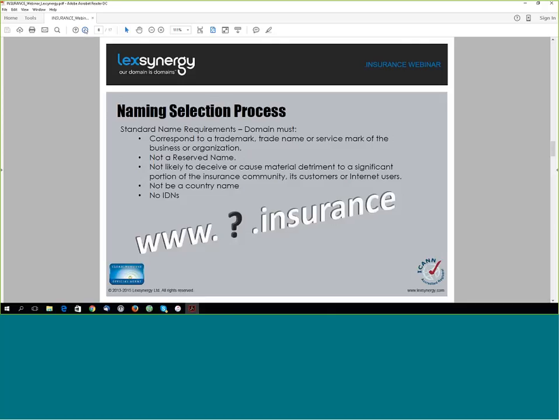There is a list of reserved names. We can provide that upon request. Those are names that won't be released by the registry. Also, the name mustn't deceive or cause material detriment to a significant portion of the insurance community, its customers or internet users. This is subjective, but it does give the registry, I would say, the mandate to refuse a name that they think would put the particular industry into disrepute or could affect its reputation.